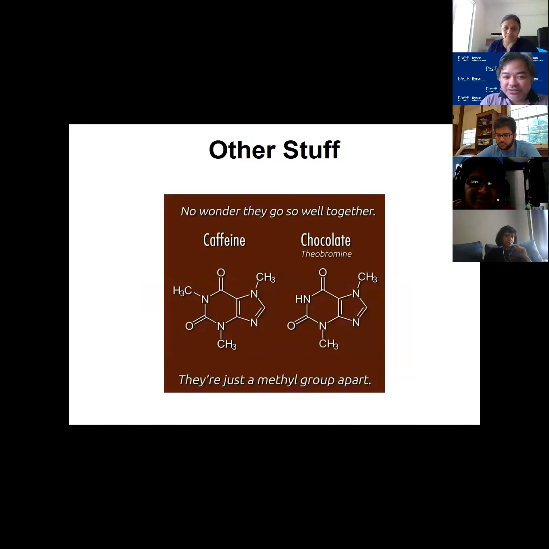Another thing you could do is show how caffeine and chocolate are so different, but they're just one methyl apart. So these are just some of the things you can use to bring more excitement and make your students more engaged in class.